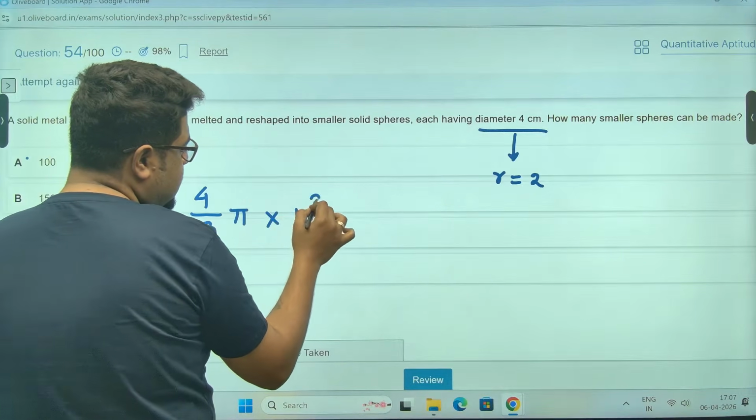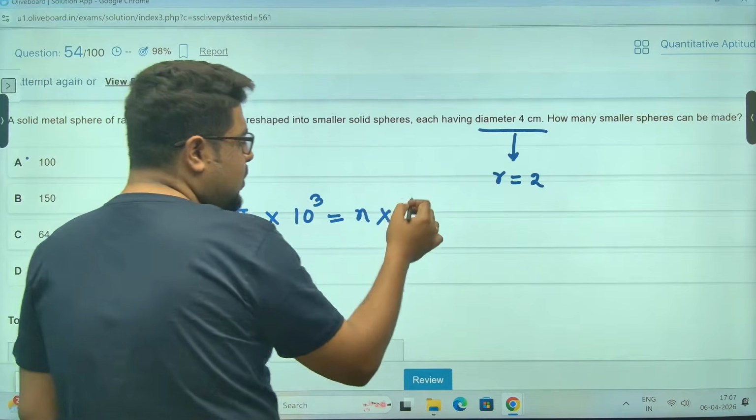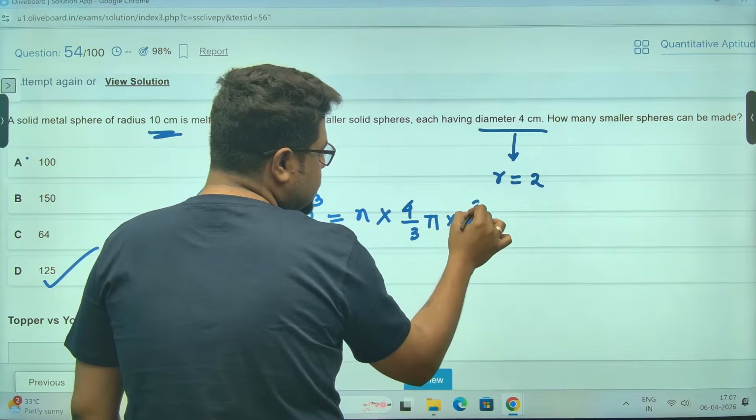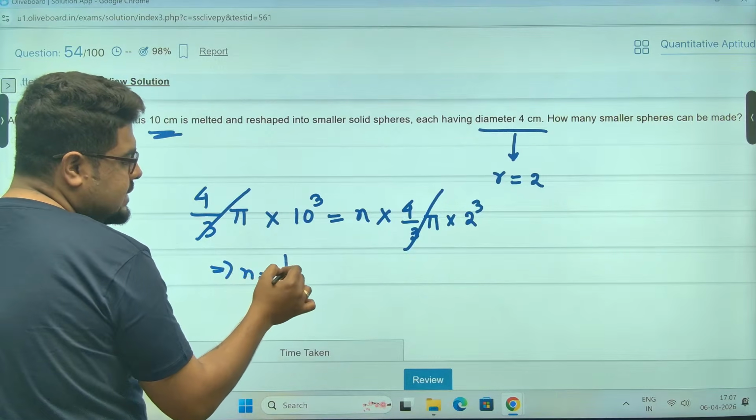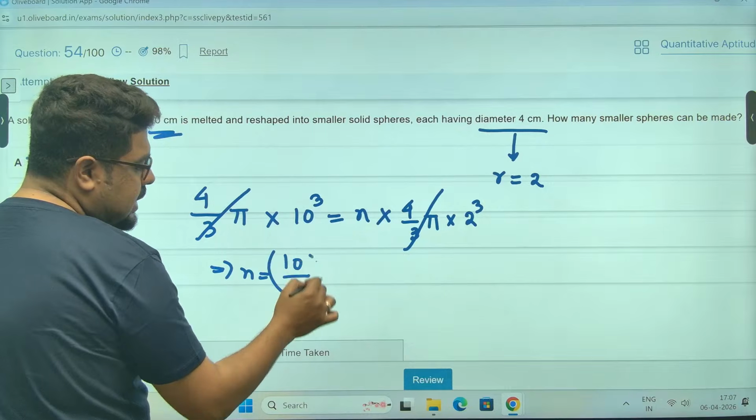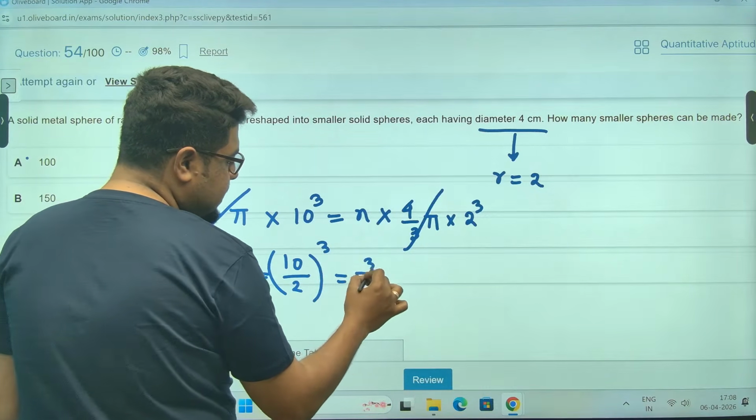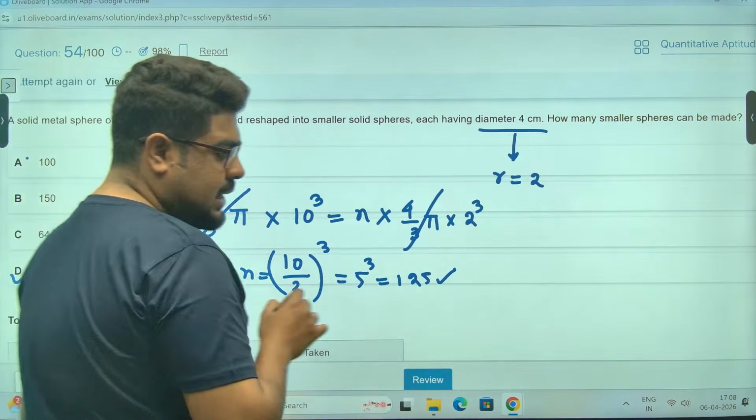So 10 cube must be equal to, let's say, n spheres, n into the volume of each small sphere, 4/3 pi r cube, which is 2 cube. 4/3 pi, 4/3 pi gone. So n always becomes the ratio of the radius, cubed. So this is 5 cube, which is 125. Option number D is the correct answer.